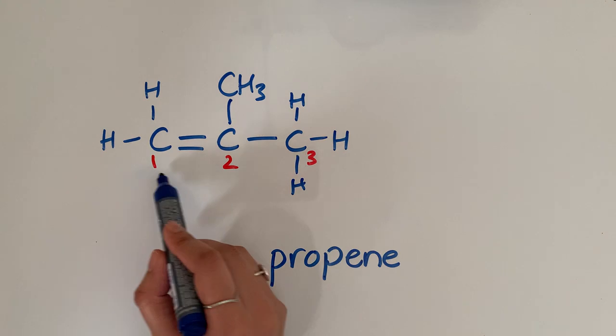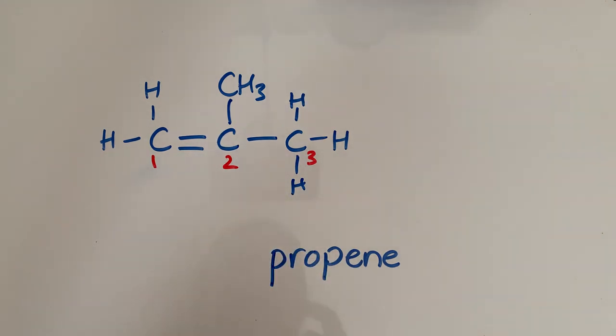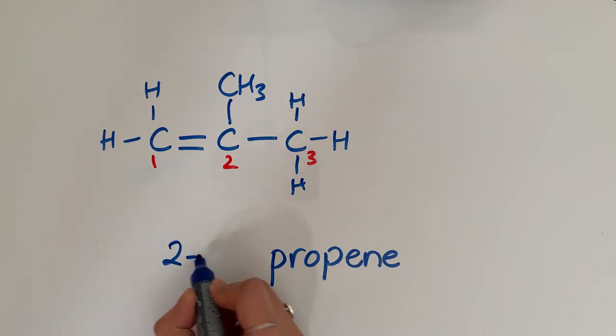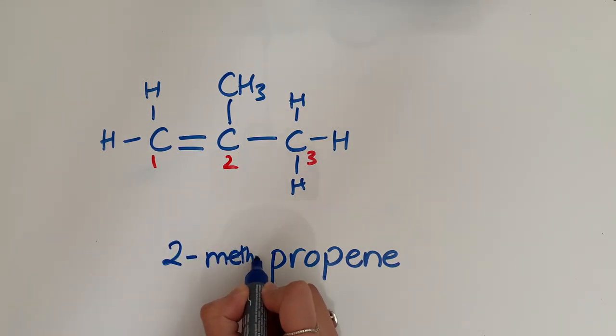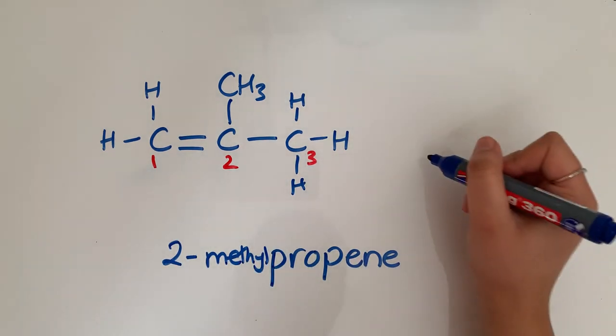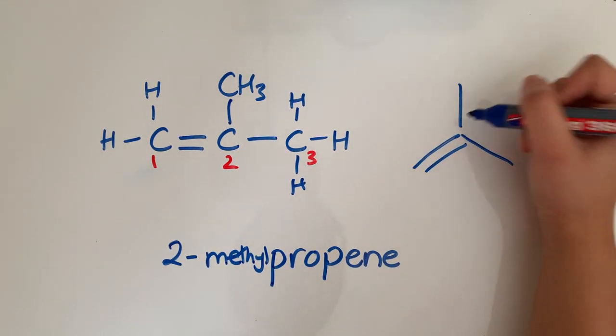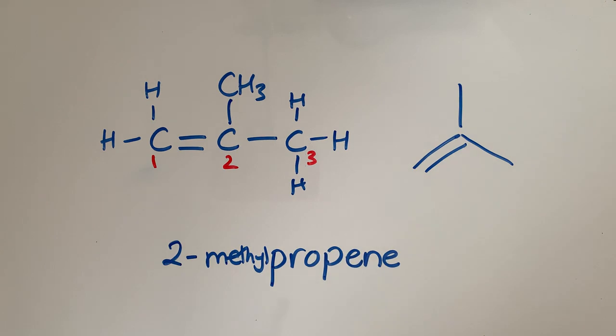Okay, so this is our propene chain, and we have our methyl group, our CH3, coming off at carbon number 2. So this is called 2-methylpropene. If I were to draw the skeletal for that, it would look like that. Okay, let's do some more.